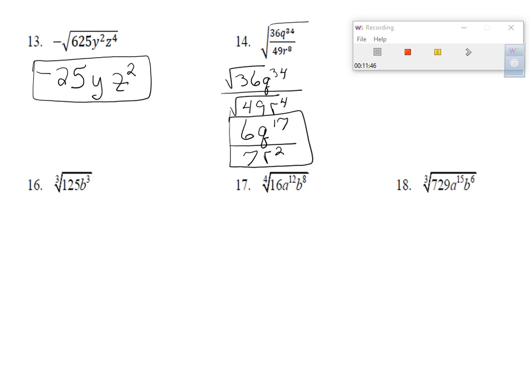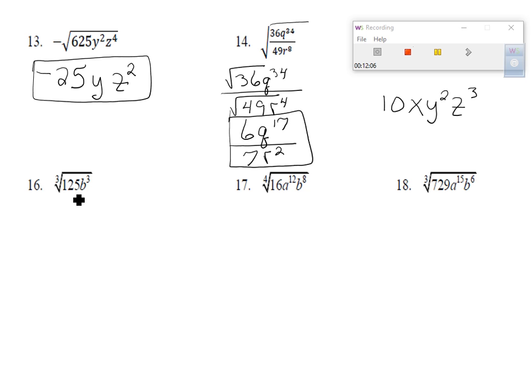Here's my number 15. You can't see it, but it's on your worksheet, so we're good. The square root of 100 is 10. 2 divided by 2 is 1, so I got x to the first, y to the second, z to the third. And then we're done. Guys, if I was there, I'd pause and let you guys have 16 through 21. I'll just fly through them with you.